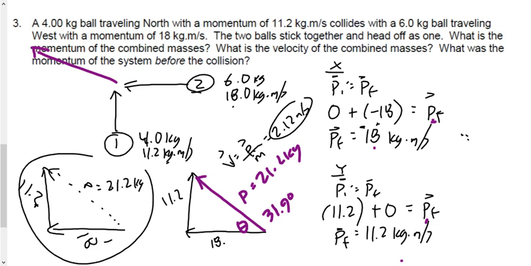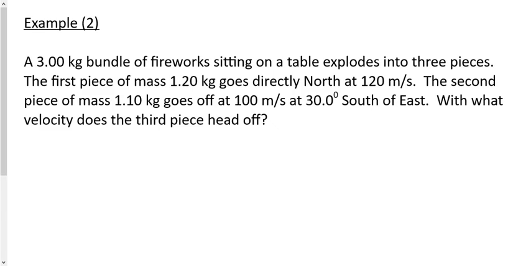All right? I want to do one more example with you here. This is on the sheet that I handed out to you yesterday or the day before, whatever it was. It says a 3 kilogram bundle of fireworks sitting on a table explodes into 3 pieces. The first piece has a mass of 1.2 kilograms, goes directly north at 120 meters per second. Second piece goes off at south of east. What's the velocity of the third piece?